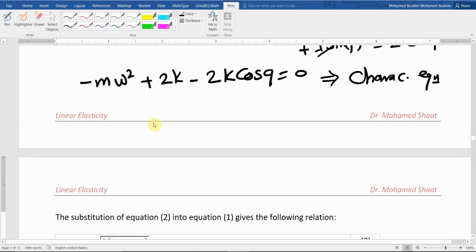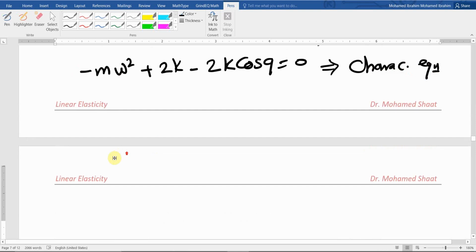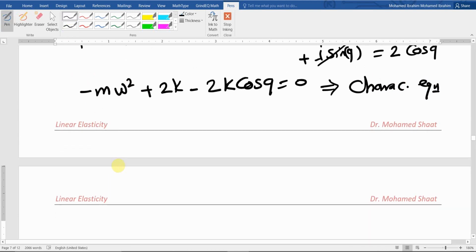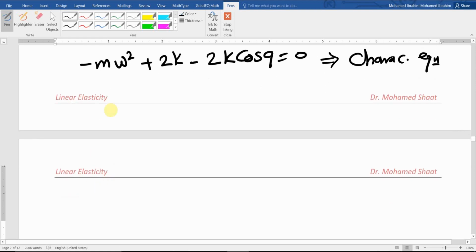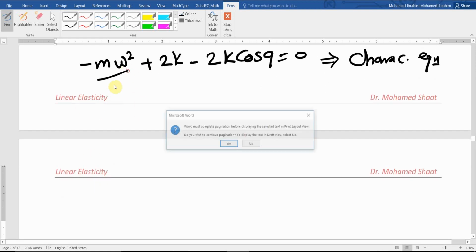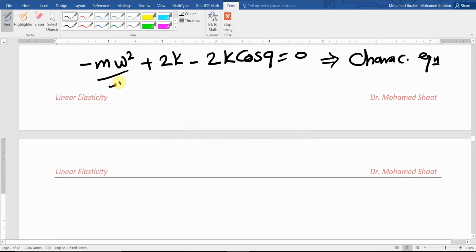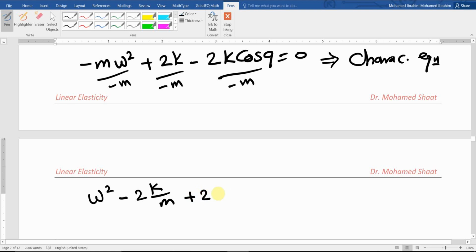Make sense? Then simply, let us divide this equation by negative m, all of it. If we do the calculation, we're going to end up with omega square. This one is going to give us negative 2k over m, right? And we're going to have positive 2k over m cosine q equals 0, right?